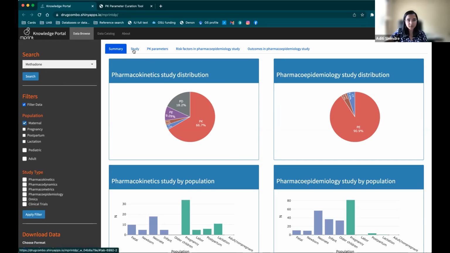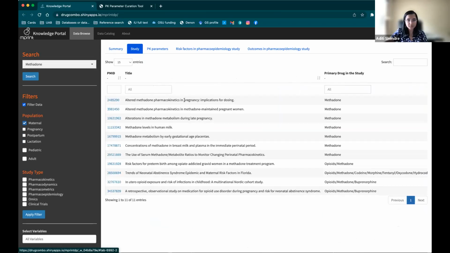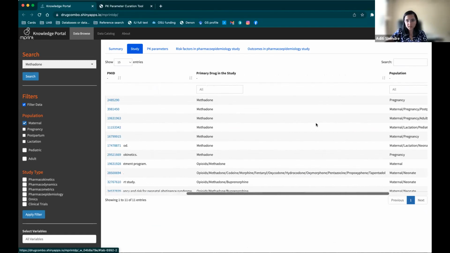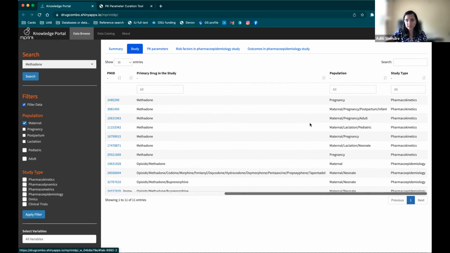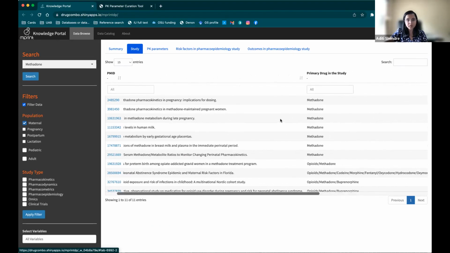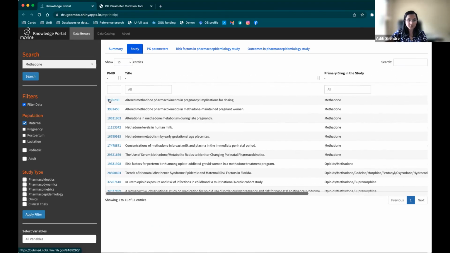So moving on to the study page, this shows the initial information for the studies: the PMIDs, the title of the study itself, the primary drug within the study, the population, and the study type. We are also linking the studies themselves to PubMed. So if I click on this, I will go to PubMed, so that if anyone wants additional information on the article and can access a PDF, they can get it.